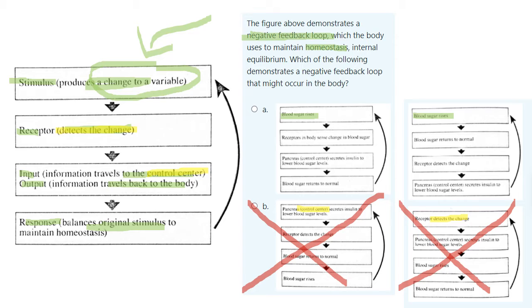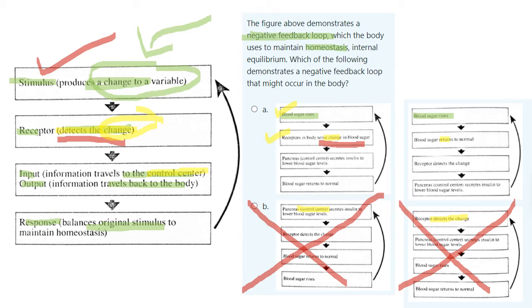So now we need to look at the next level. A and C both have a stimulus in the first section. Second section, detecting the change. Receptors in the body sense the change. Okay, sensing the change, detecting the change. We have that word change and change. So A is correct for the first two.